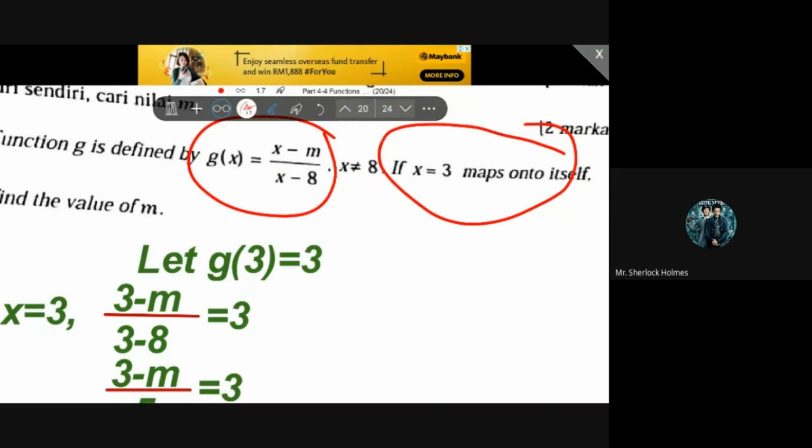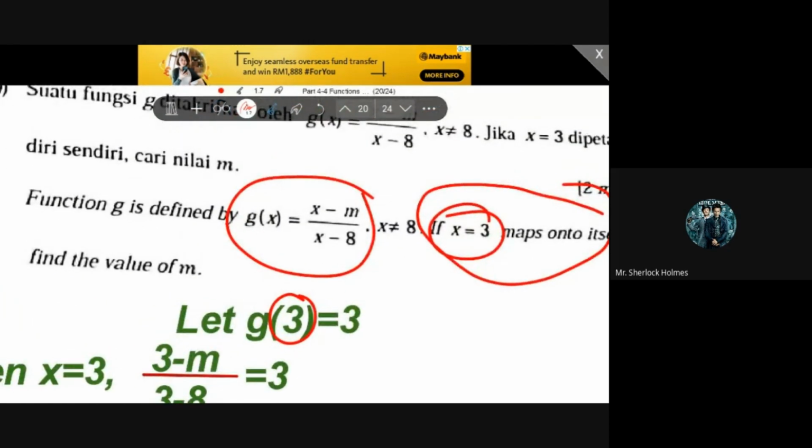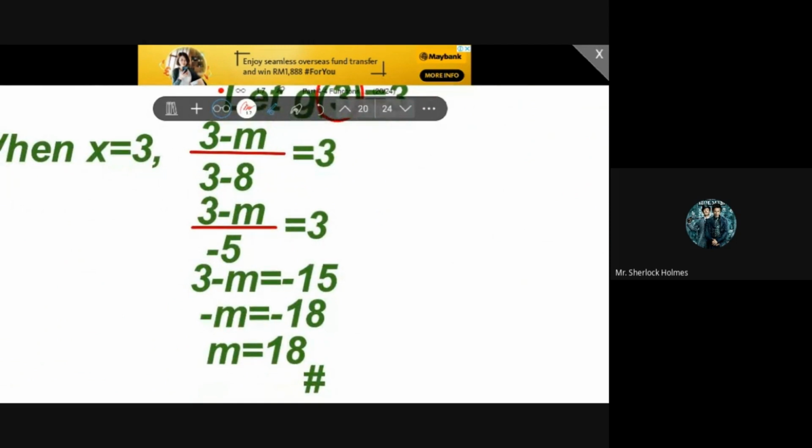Means object X akan dapat image Gx yang sama nilai dia. Maksud X tu akan sama dengan Gx. So saya akan gantikan X dengan 3. Sebab soalan cakap X sama dengan 3. So any X term on this side, this will come 3, this also will come 3. So now you have to find M, right? So you see like this.